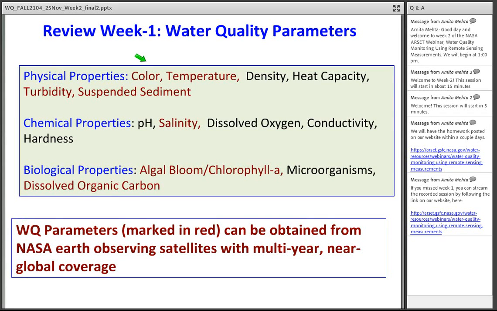So this is what we saw last week. Water quality parameters marked in red can be obtained from NASA Earth observing satellites. These missions span multiple years and have near global coverage. We also saw last week how they complement in situ measurements, because in situ measurements are quite infrequent and incomplete in space. So these data are quite useful that way. And for all physical, chemical, and biological properties, some of these data can be obtained from satellite remote sensing observations. So this is what we will be talking about today.